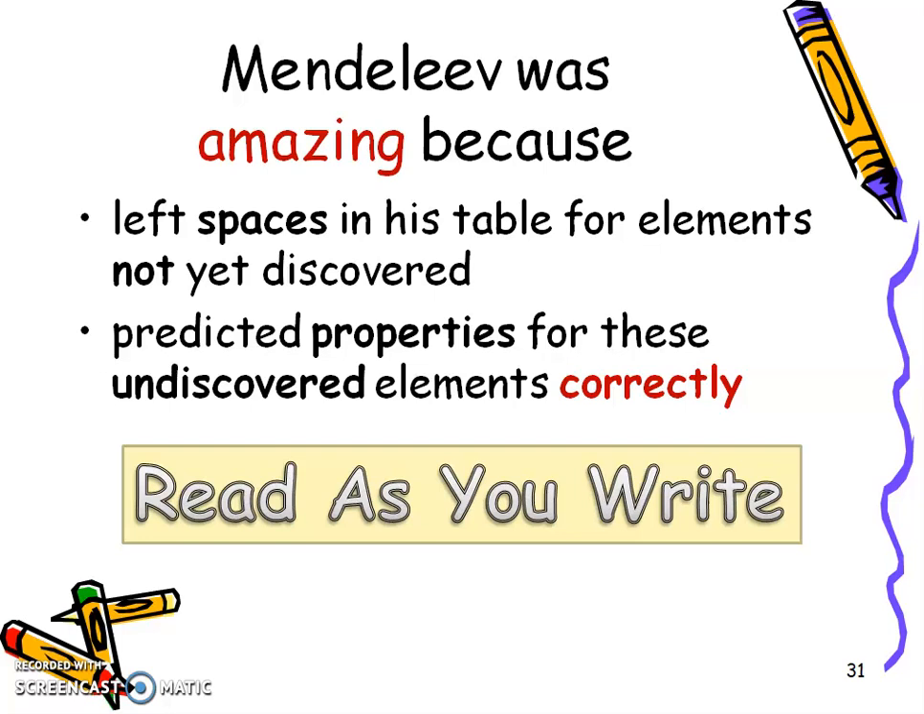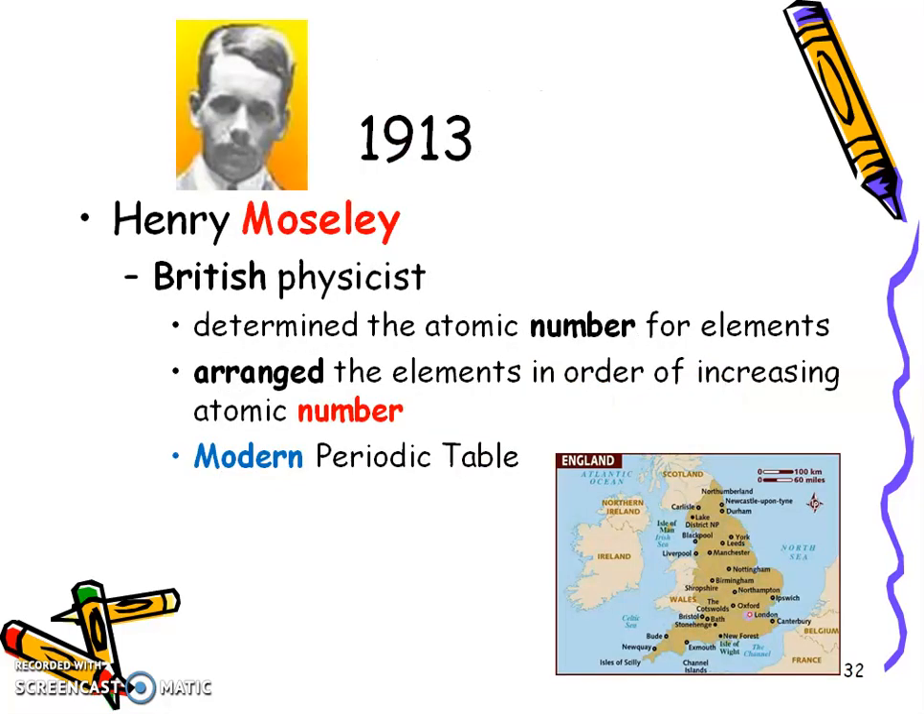So his predictions, his spaces in the periodic table, one day an element was discovered and the chemists were like, oh, Mendeleev was right. It goes boom right there. So he was amazing because not only did he leave these spaces and people thought he was crazy, but he actually predicted these elements that were undiscovered yet, and he did that correctly.